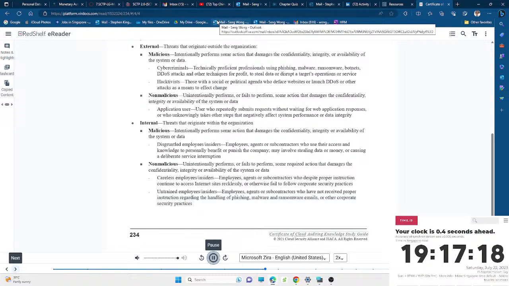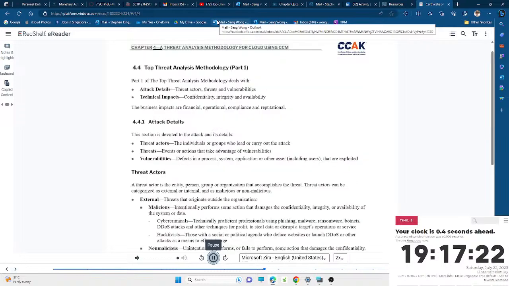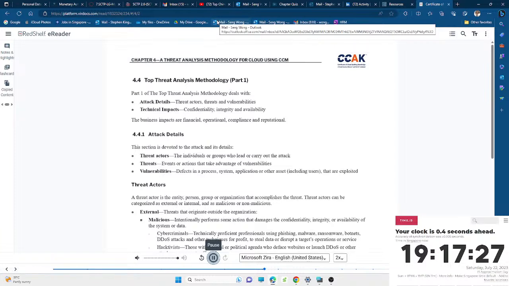234 Certificate of Cloud Auditing Knowledge Study Guide, Copyright 2021 Cloud Security Alliance and ISACA. All rights reserved. Chapter 4 Threat Analysis Methodology for Cloud using CCM.